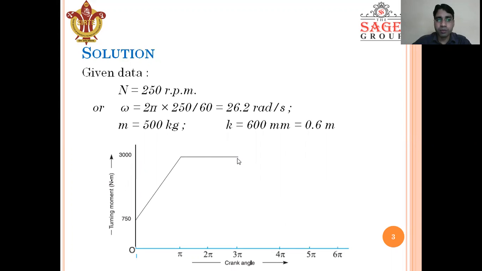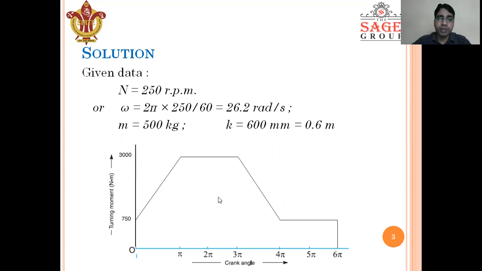This is constant for the following one revolution, and it falls from 3000 newton meter to 750 newton meter for the next half revolution, and is constant for the following one revolution, and after that the cycle repeats thereafter. And here you can see that this is the turning moment diagram.